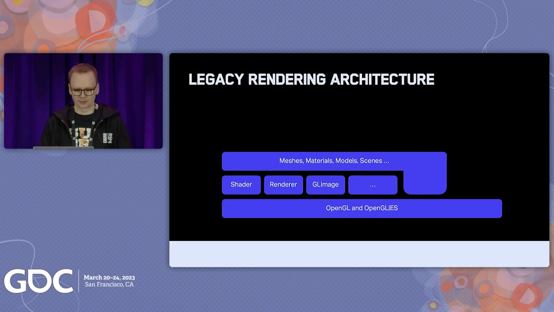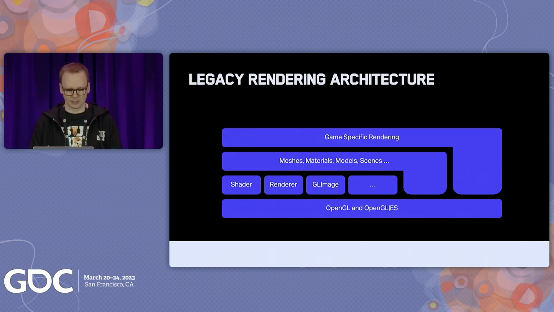On top of this, we had 3D rendering functionality for meshes, materials, models, scenes, etc. And this layer also contains stage. And this was using the underlying layer in addition to directly calling into OpenGL ES as well. And then finally, we have the game-specific rendering layer, which used all the layers underneath, including directly calling into OpenGL. So we were heavily reliant on OpenGL.